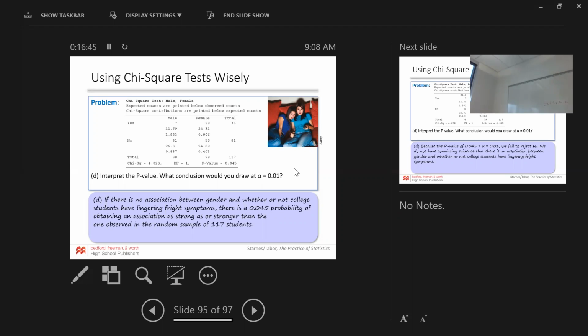Now in reality, you would always use 5% if it's something dumb like movies and being scared. A 1% p-value is for testing a vaccine, not for scary movies.